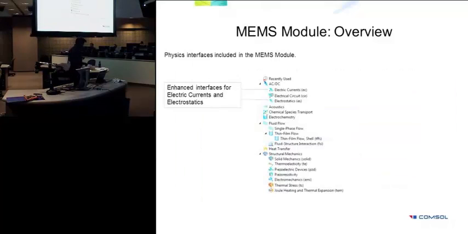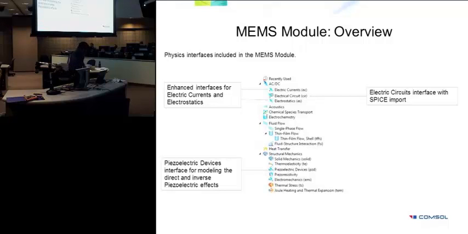In this slide, I'm showing you an overview of all the interfaces that are available in Comsol when you have the MEMS module. The first two interfaces highlighted here are with respect to electrical modeling: electrical currents, electrostatics, electrical circuit. For electrical circuits, you can either make the electrical circuit within Comsol, or you can import a netlist, a SPICE netlist. Then you have an interface for modeling piezoelectric devices. I'll discuss in detail later on what piezoelectricity means and what kind of analysis we can do.